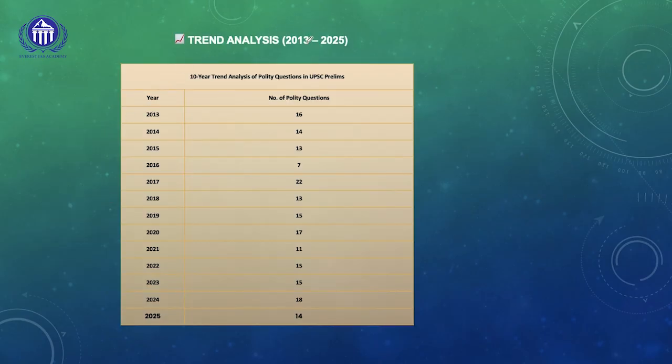So overall, if you look at the trend analysis from polity segment from 2013 to 2025, you can see the minimum number of questions which has been asked is only in 2016, 7 questions, and the maximum, if you look at it, they have asked almost 22 questions in a year, that is in 2017. But in the recent years, if you see, 2025 14 questions, and last year 2024 18, the previous year 2023, what we can safely assume is that with the recent trend change what is happening in polity segment is you can minimum expect 15 questions from polity segment.